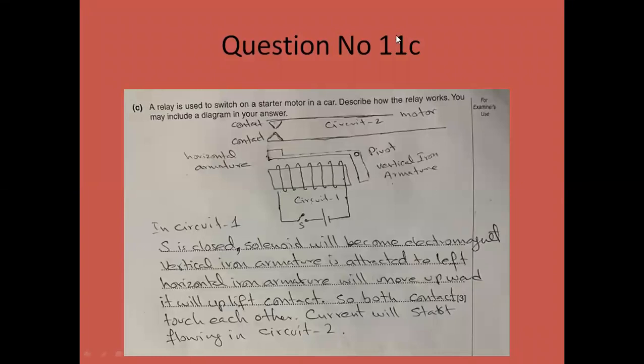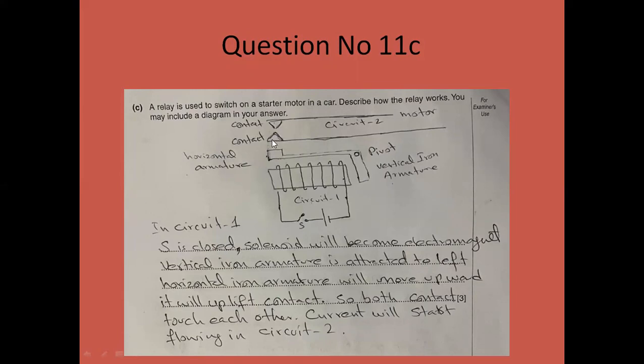Here I have shown a relay, and this relay is connected with the switch and a battery. The amount of current and voltage in this relay circuit is very small. So in circuit number one, we have a relay, a solenoid. When you close this switch, the current flows through this solenoid, and this solenoid becomes an electromagnet. It attracts the vertical portion of this iron armature, so this vertical portion will move towards the left. Due to this pivot, the horizontal portion of the iron armature will move upward.